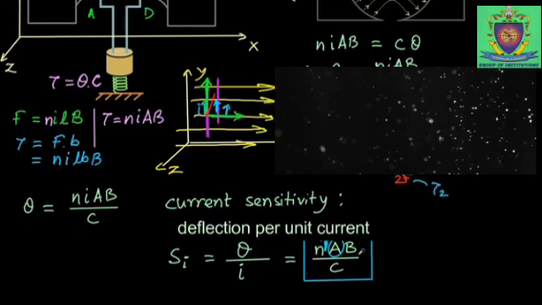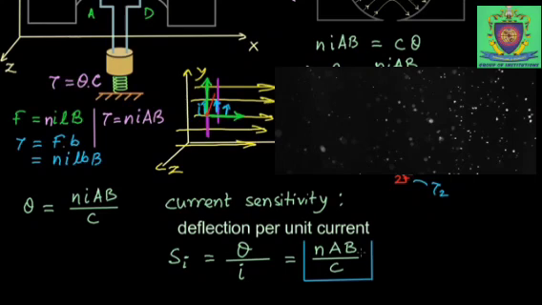First we are coming to N. If the number of turns N is more, the current sensitivity will be more because it is directly proportional. We are coming to the area. If the area is more, again the current sensitivity will be more. We are coming to B. B is nothing but the magnitude of the magnetic field. If the magnetic field is more, then the deflection will be more. So it is also directly proportional to the magnetic field.